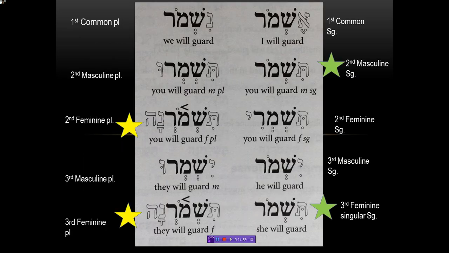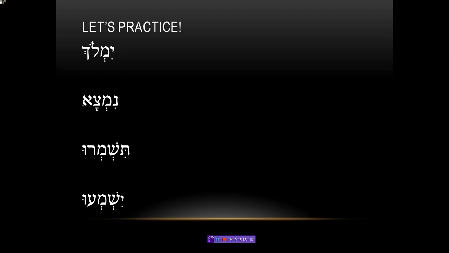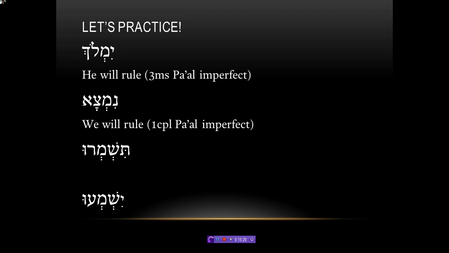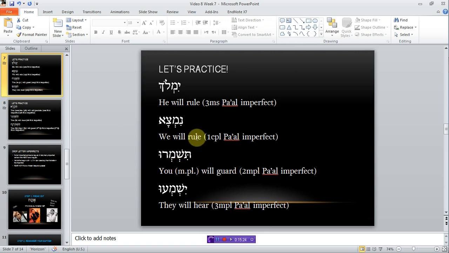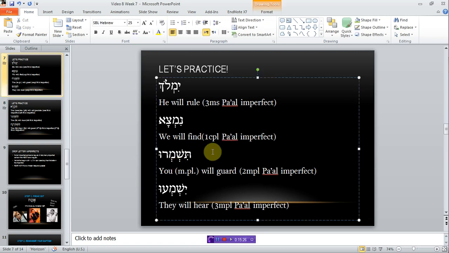So let's go back to our chart. Here it is. The noon marks the first common plural. And you may remember that in the perfect, the ending nu is what marks the first common plural. So the noon there helps us to see that this is first plural. So, nimtza, first common plural, pa'al, imperfect. I'm sorry, this is not we will rule. Typo there. We will find.